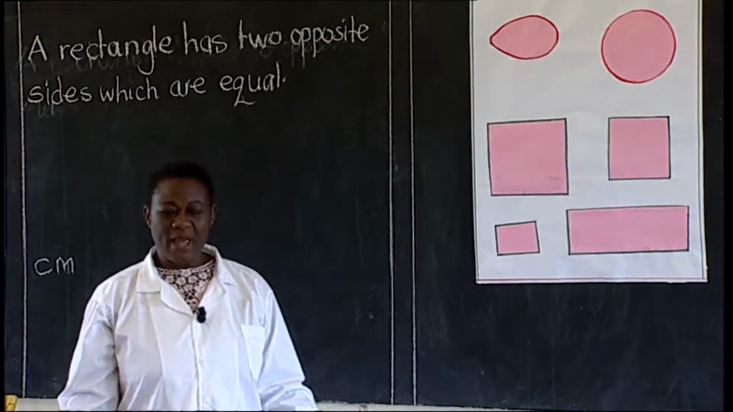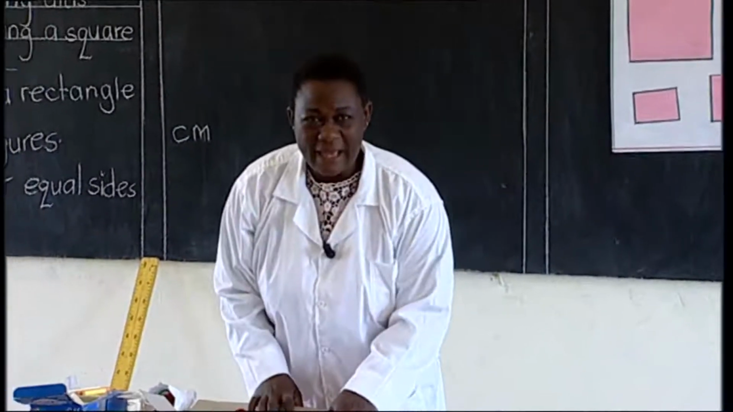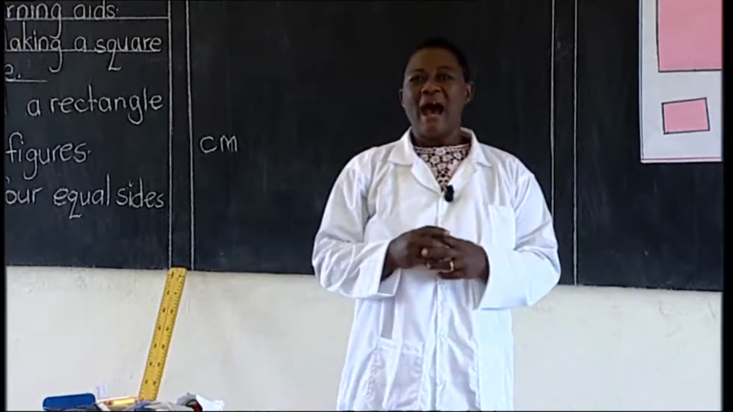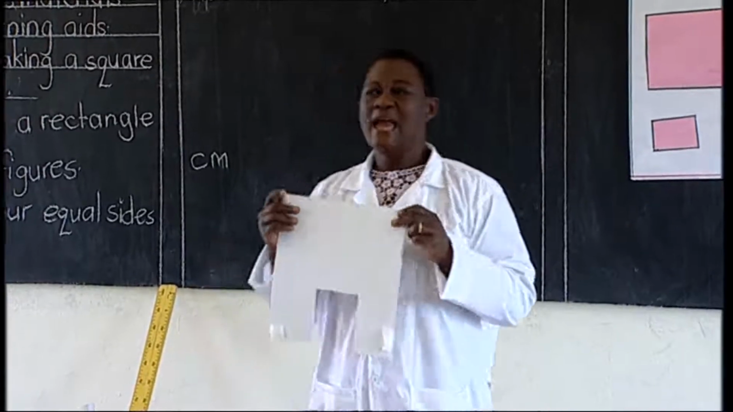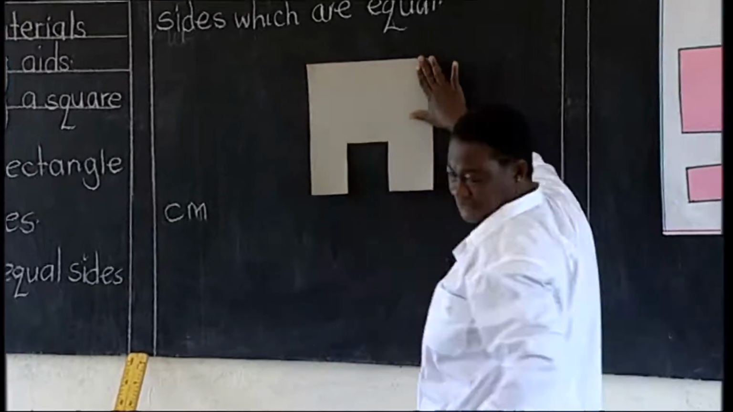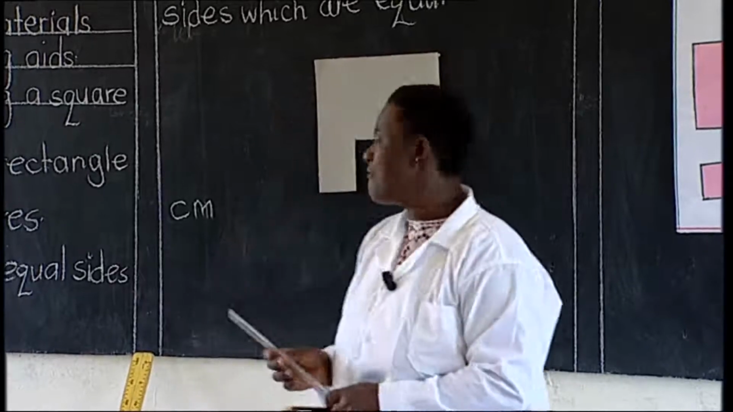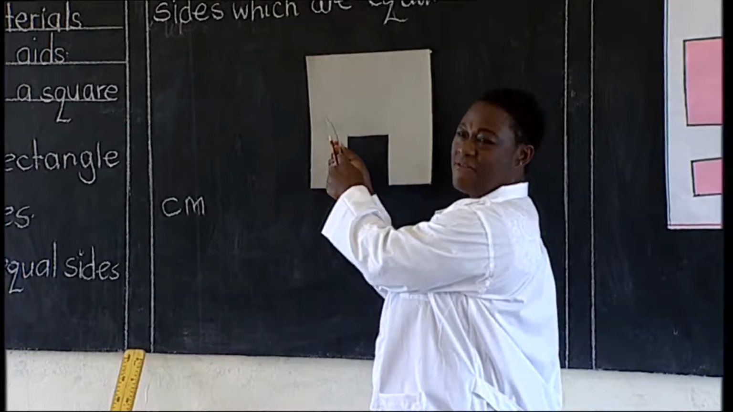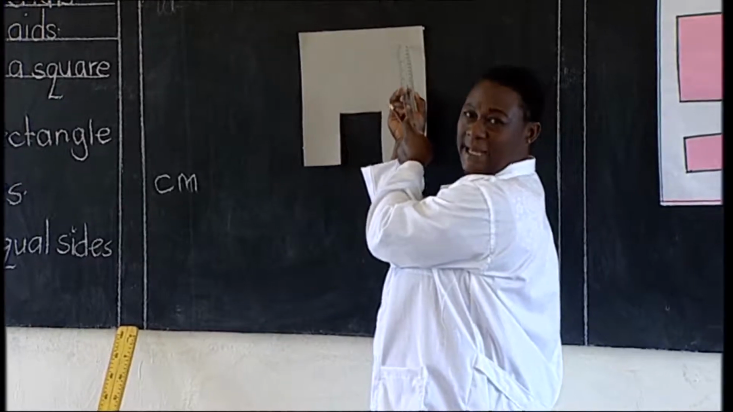Okay? That's how we make the square. The steps are the same when you are making a rectangle. Only that here you change the measurements, but the steps are the same. And for this case, we are going to use 5. The vertical line will take 5, and the horizontal line will take 10, okay?